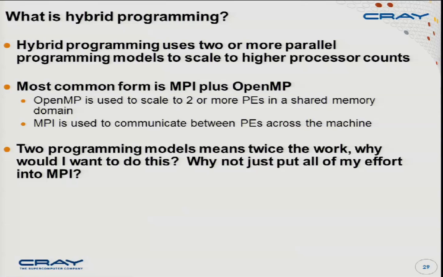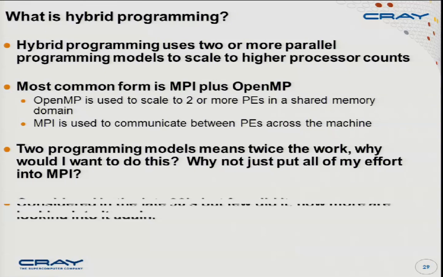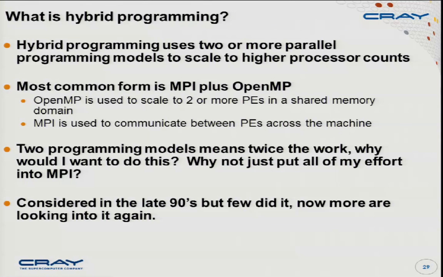So why would I want to do this? Why don't I just take that exact amount of time and effort that I put into OpenMP and put my effort into MPI, and I'll end up scaling twice as high anyway, or something like that. And honestly, I would say that this was considered in the late 90s, and SGI certainly pushed OpenMP quite a bit in the late 90s. They actually pushed OpenMP by itself. But relatively few did it, and I think there were good reasons why I didn't do it at that time.